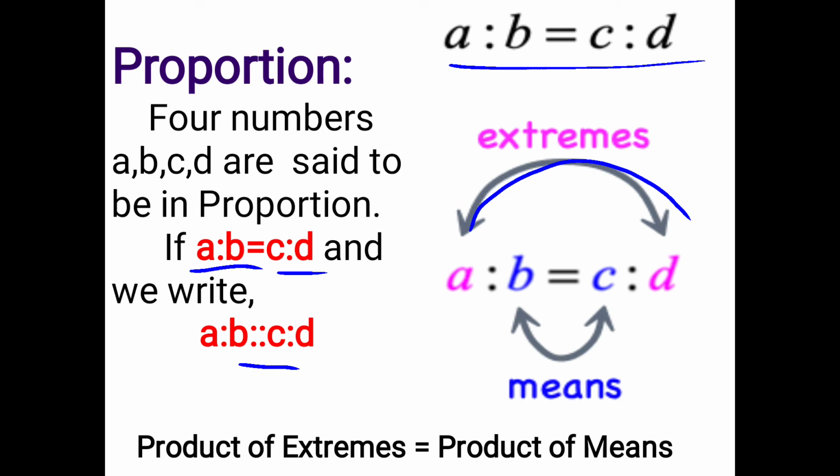So how will it be equal? Product of extremes is equal to product of means. The extremes are A and D, so on the left hand side we take the product of these numbers: A into D is equal to the product of the means, B and C, that is B into C, on the right hand side. Once they have given a proportion sum, this is how we find the answer: product of extremes is equal to product of means.